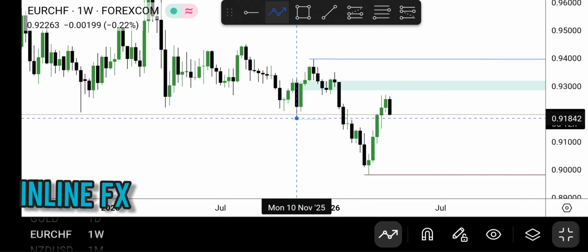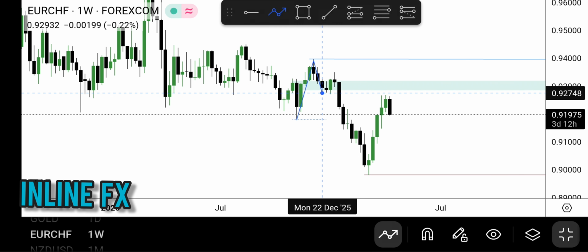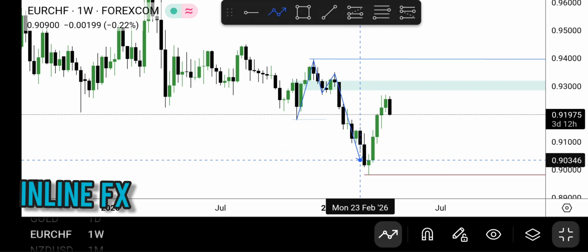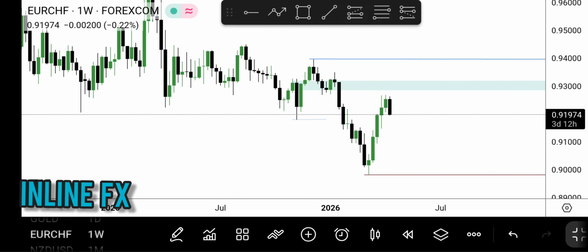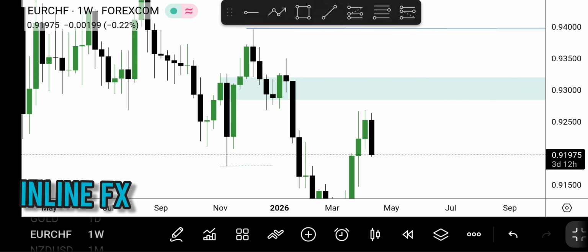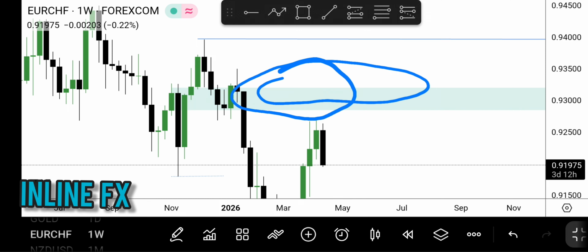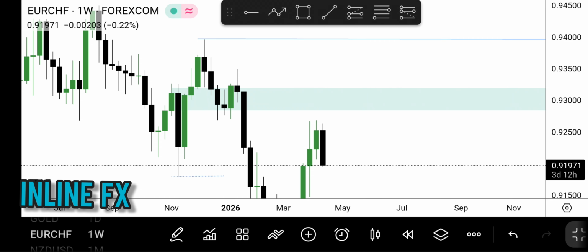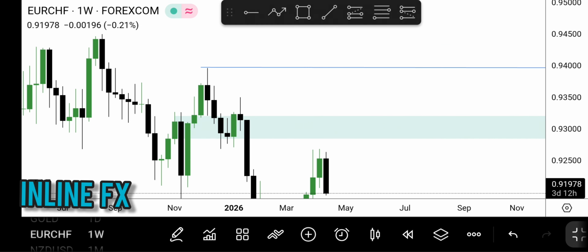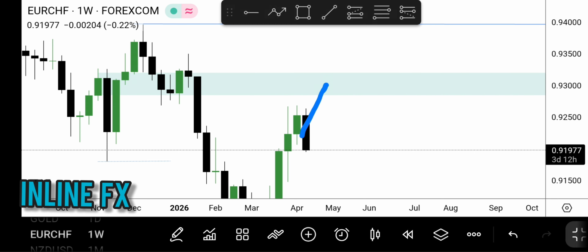So price came, it gave us a lower low here, a lower high, a lower low, a lower high, and then finally price broke structure, meaning that we are in a clear downtrend. But in this downtrend, here on this zone, we are having an order block on the monthly chart. If you're having a monthly order block on the monthly chart, what are you trying to mean? That price has to come here, then drop.